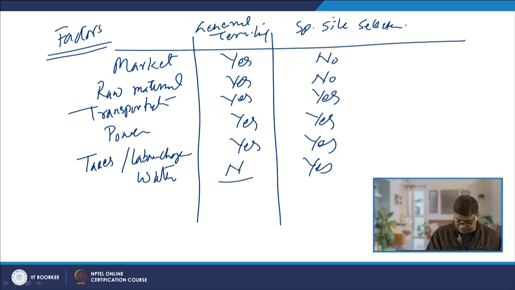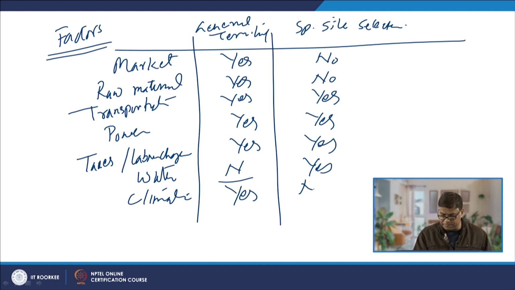Likewise, we have the climate. The climate must be considered in general territory selection, but not in case of the specific site selection, because it may not be very different. Then we have the fuel availability, for both the general territory selection and the specific site selection.